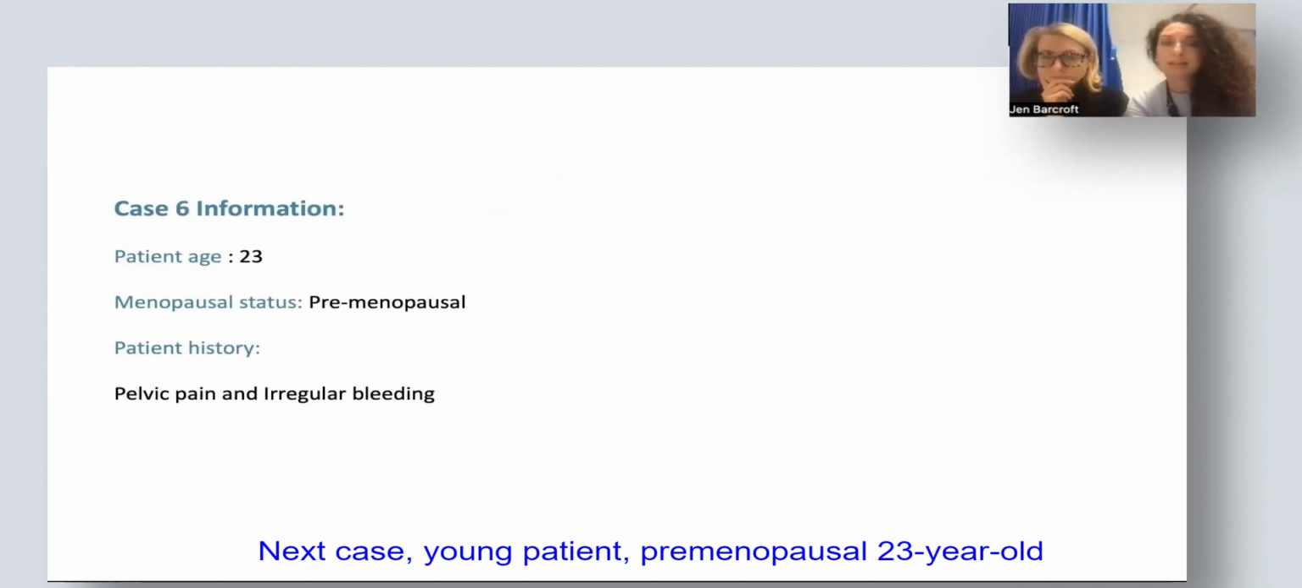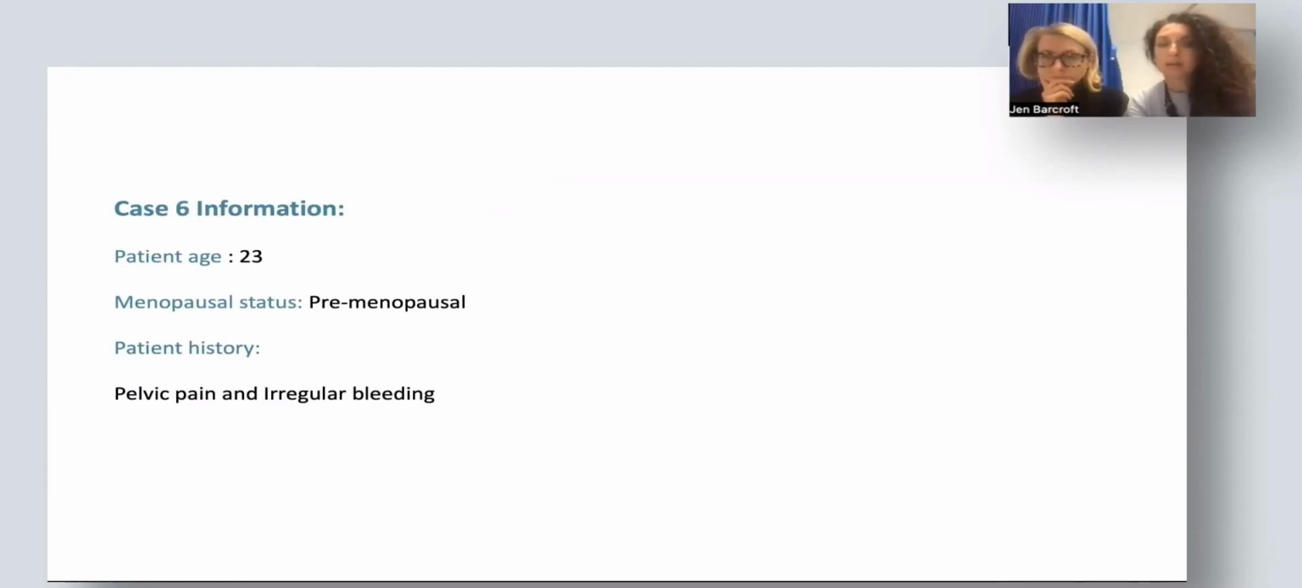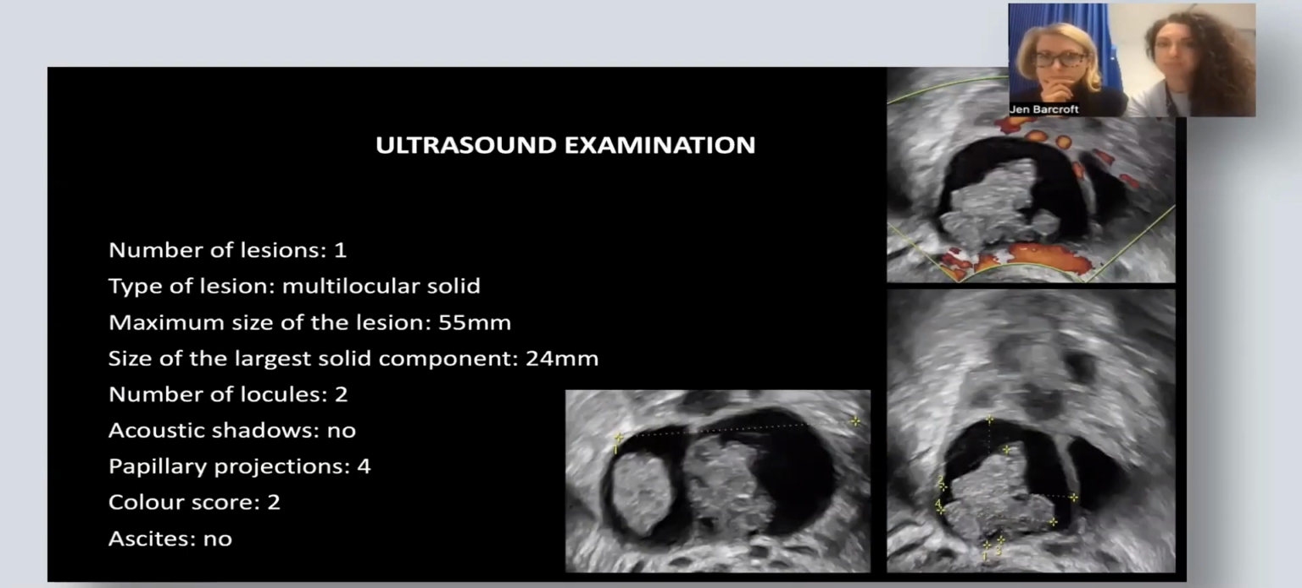Next case, young patient, premenopausal, 23-year-old, presenting with symptoms, pelvic pain and irregular bleeding. Here you can see the annexal cyst, which was seen on ultrasound. You can identify the whole ovary with the crescent sign, so the ovarian tissue around, and then the cyst clearly visible.